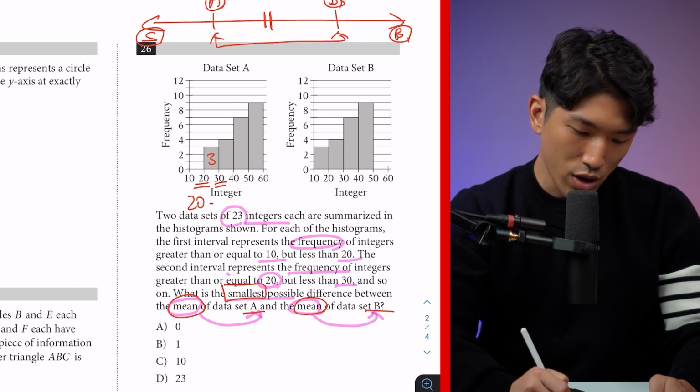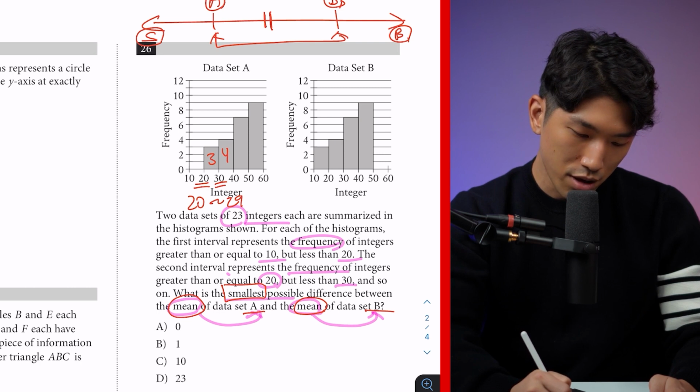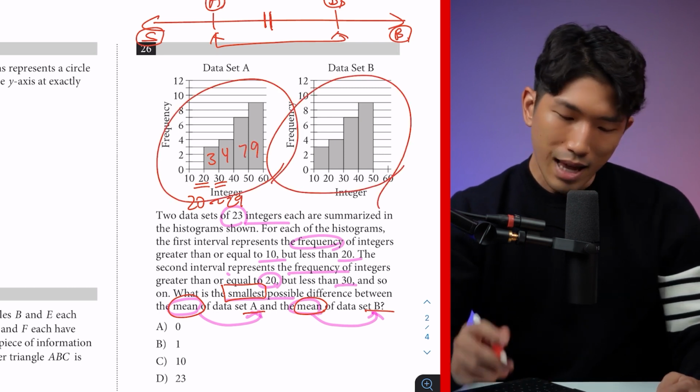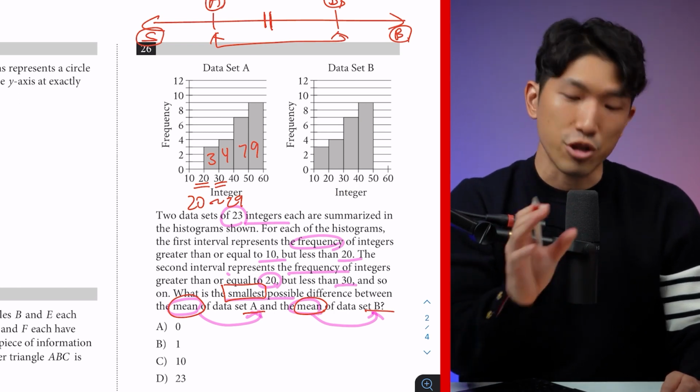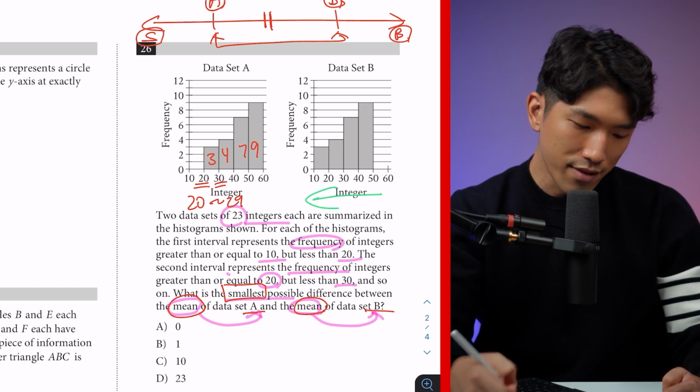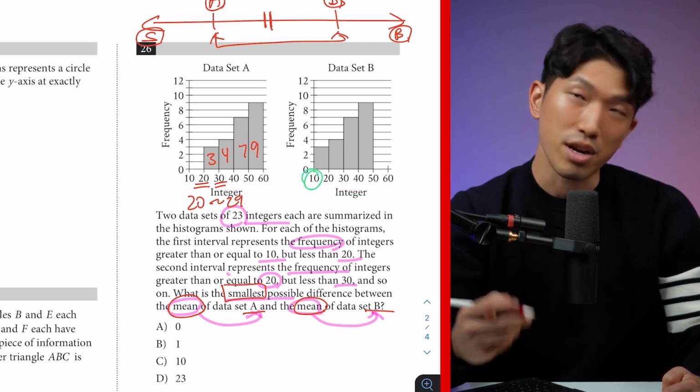So somewhere between 20 and 29. And it goes the same for 30 to 40. There's about 4 numbers here and so on and so forth. And if you compare the graphs of A and B, they essentially look identical. They have the same distribution, but the only difference is that graph B is moved to the left a little bit and it's using smaller numbers instead.